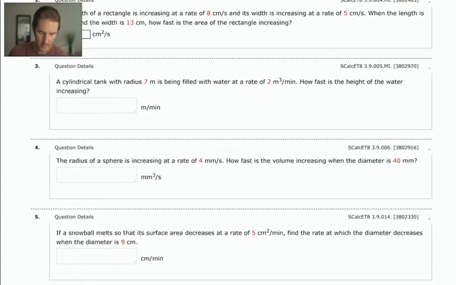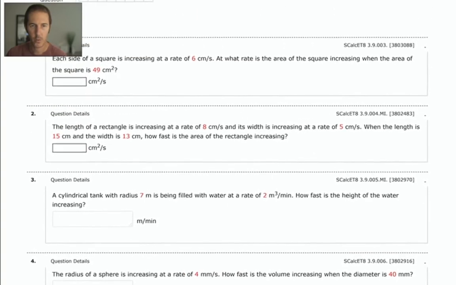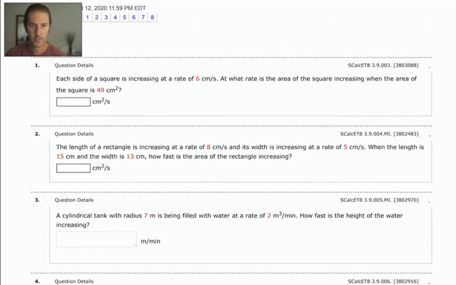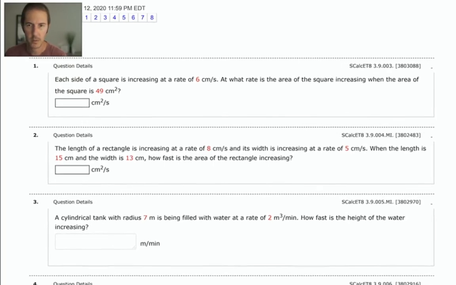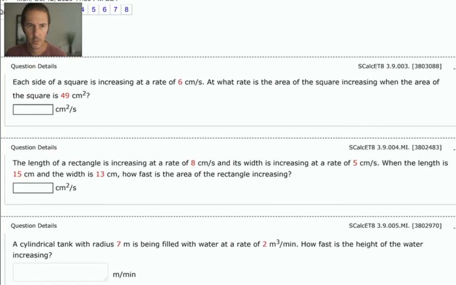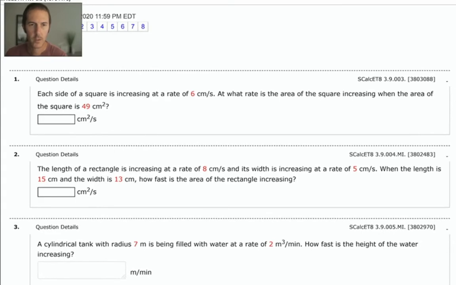Let's check out this 3.9 homework that I'm going to be assigning to my students. And let's just talk briefly about some of the equations that are going to be involved and make sure you've got everything you need in order to tackle these questions.